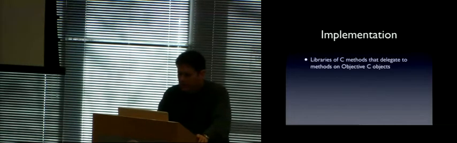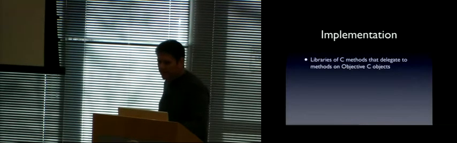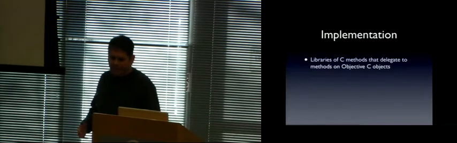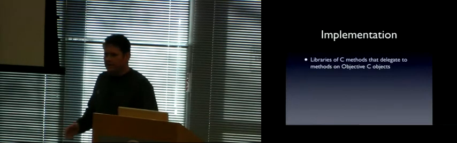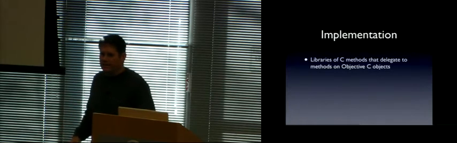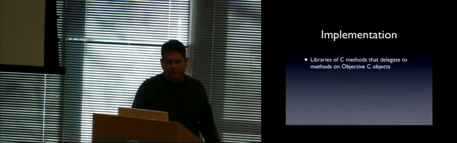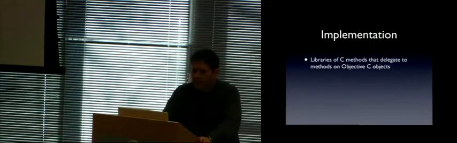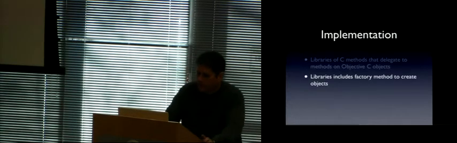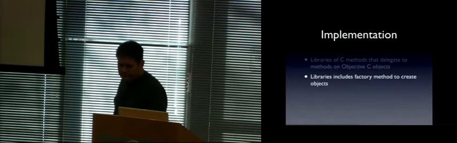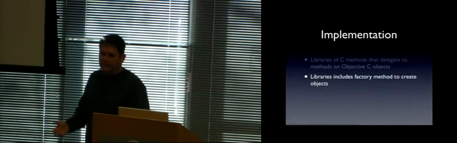All right. So let me talk a little bit about implementation. Basically, it's all implemented as libraries of C methods that delegate to a bunch of Objective-C code. We have a whole set of Objective-C classes that provide all the sprite rendering and all the rectangles, all the different graphic effects, and all the event handling is all done in Objective-C. And basically, this is just a set of bindings that allow you to access that functionality in a convenient object fashion. All the libraries have factory methods that allow you to create the various objects.